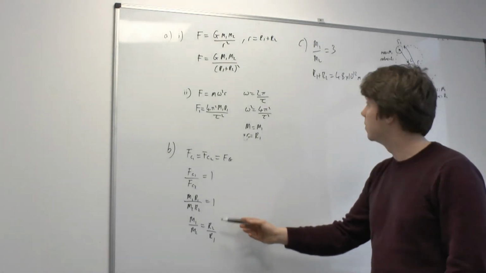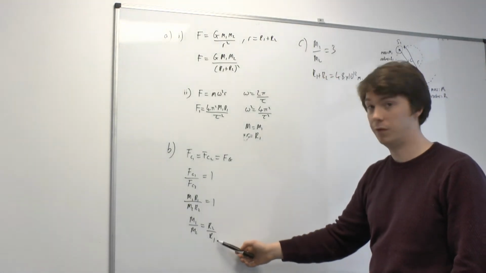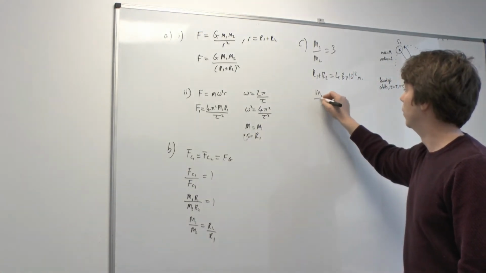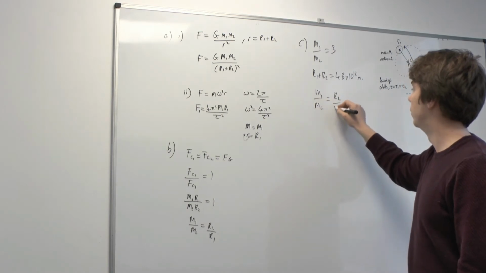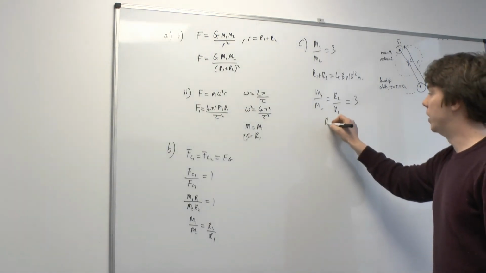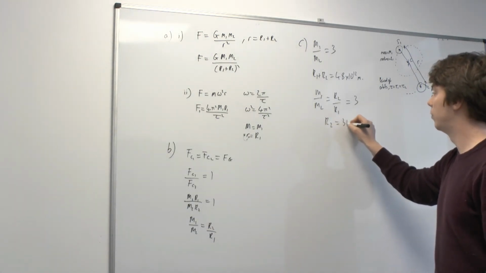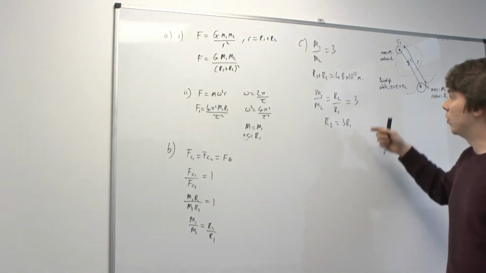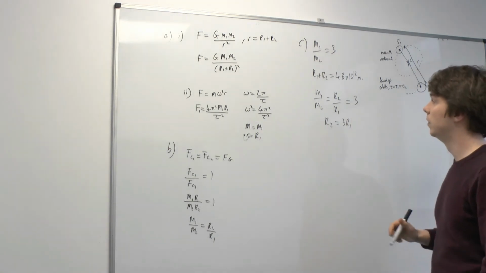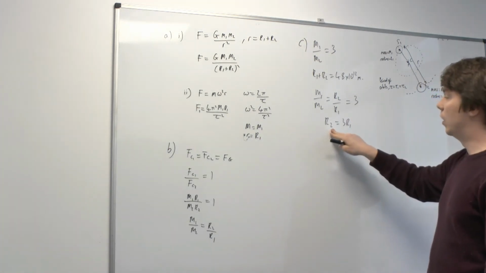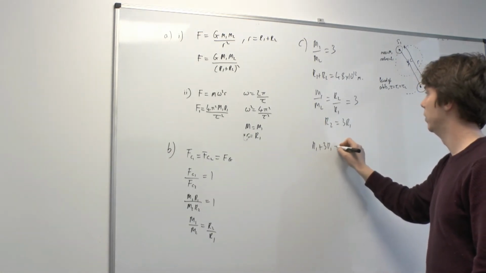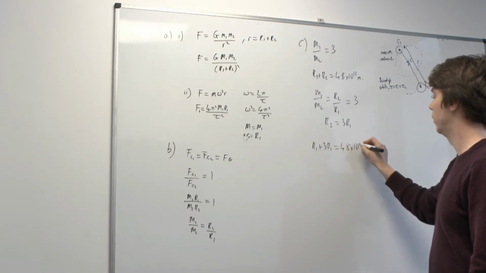So from our previous question, we can see that M1 divided by M2 is equal to R2 divided by R1. So let's sub that in here. So M1 divided by M2 is equal to R2 divided by R1, and that's equal to 3. So this gives us a constraint on the radii. So R2 is equal to 3 times R1. Now we've got two equations and two unknowns, so we can solve for R1 and R2. So if we substitute our value for R2 into this equation here, we get R1 plus 3R1 is equal to 4.8 times 10 to the 12 meters.